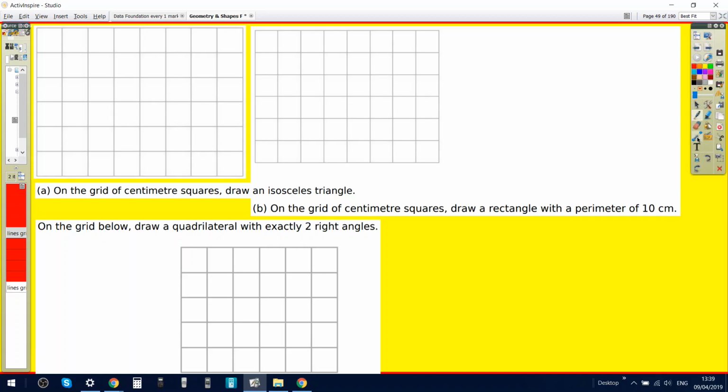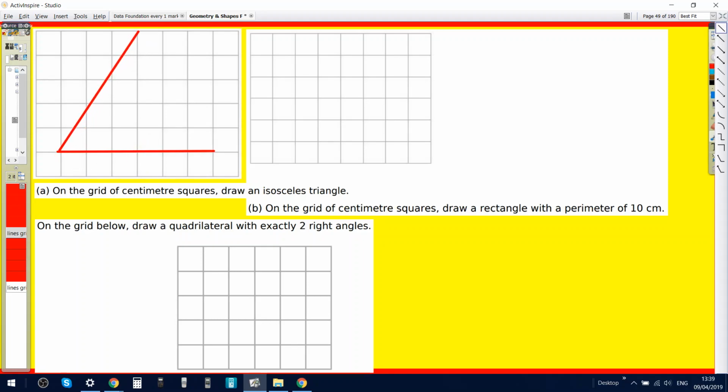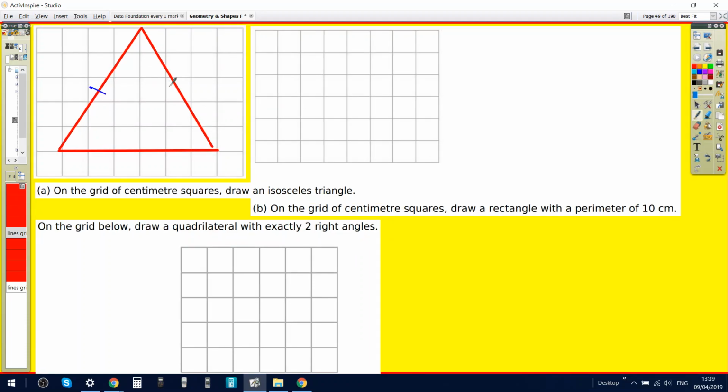So the way I would do it is do a base with an even number. So let's say 6 along: 1, 2, 3, 4, 5, 6. And then go up the midpoint, 3 along, and then join it up. Hopefully I didn't accidentally do all 3 sides. So that's isosceles, those 2 sides are the same length.